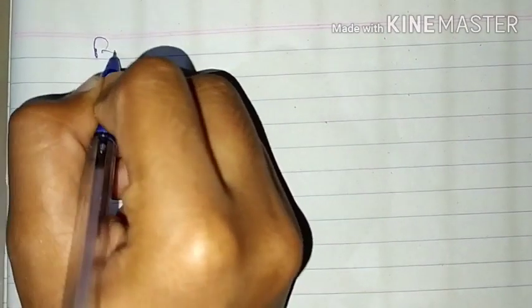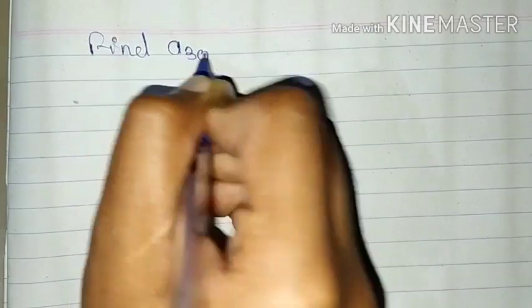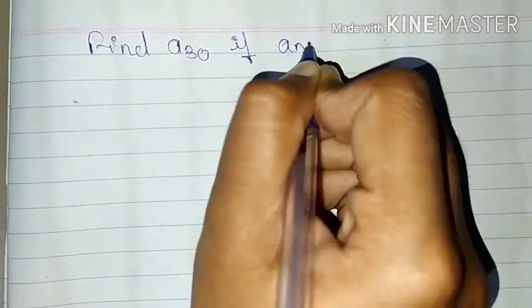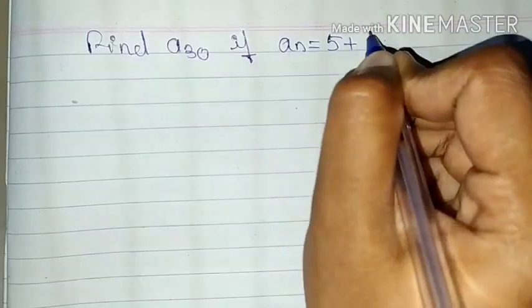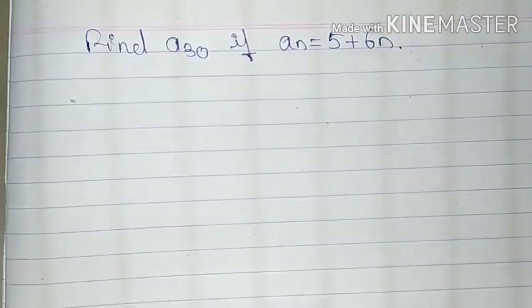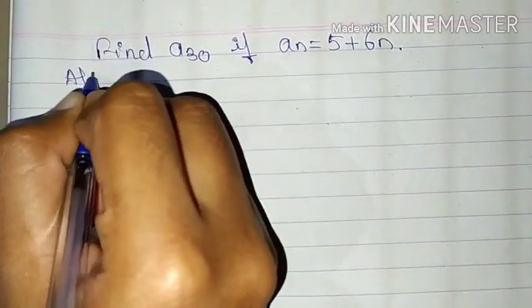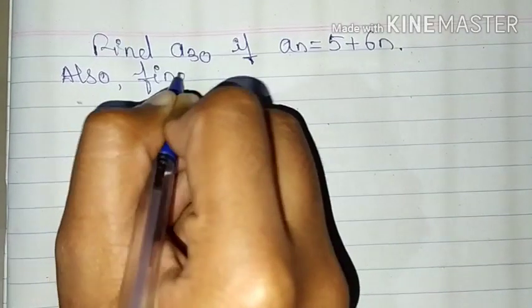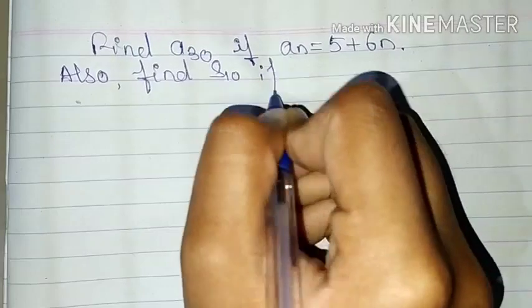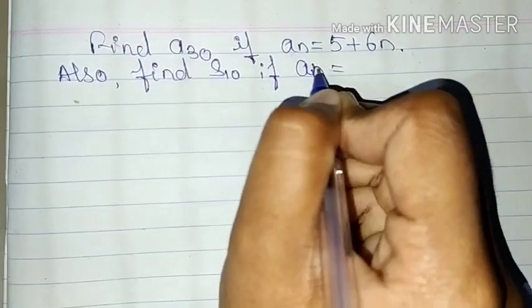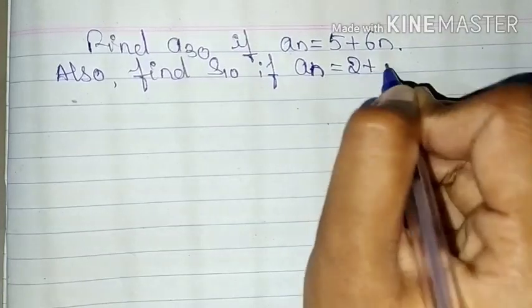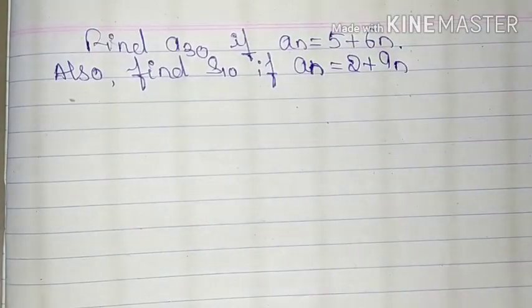Now pause the video and try to find the value of the 30th term. Find a30 if an is equal to 5 plus 6n. Alright, find a30 if an is equal to 5 plus 6n. Also, find S10 if an is equal to 2 plus 9n. Pause the video and try to solve these two problems right now.